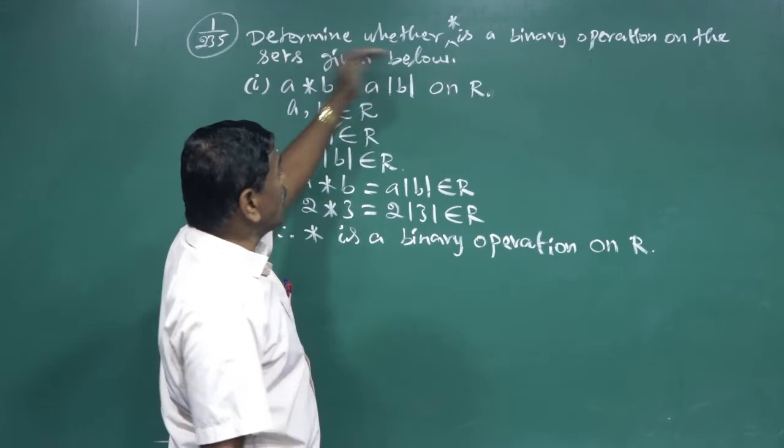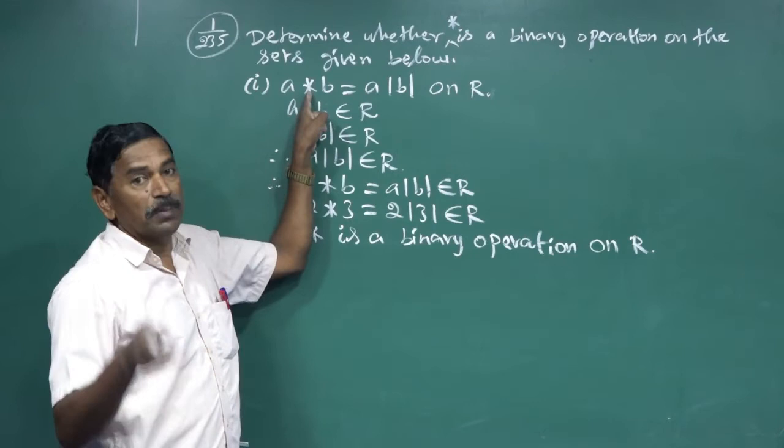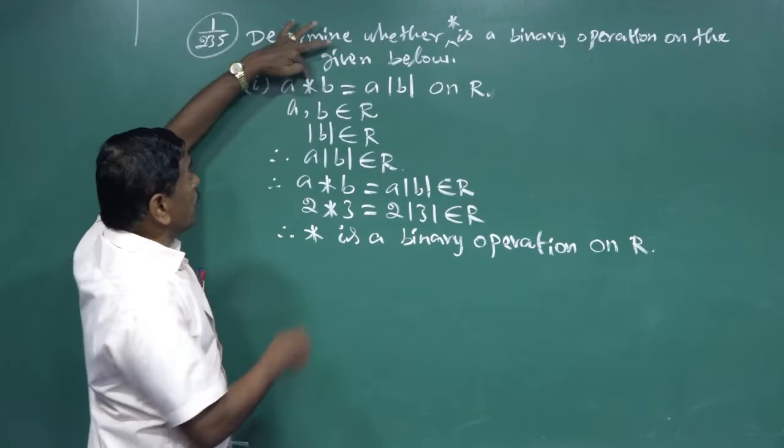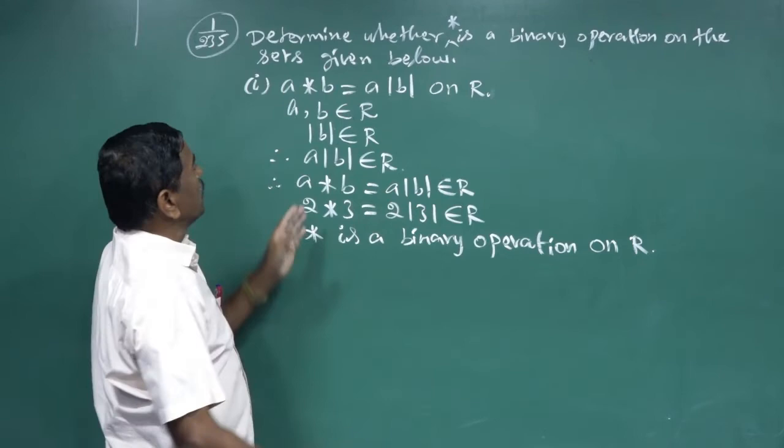Listen, first subdivision. A star B is equal to A into modulus B on R, where R is the set of all real numbers. And here star is defined by some rule. The rule is, if star is defined between two elements, its answer is given by A into modulus B on R. That first line is the question. Now the solution.